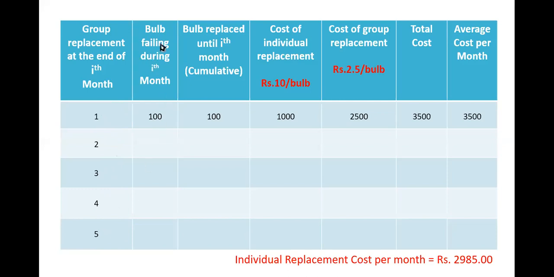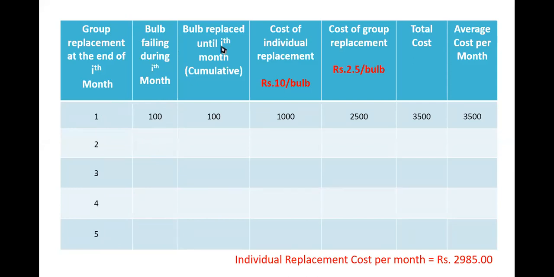Second column is for bulb failing during the ith month. So we have to put the previous slide's answer over this. So for first month, the answer was 100. For the second month was 160. Likewise, we will be filling this table, but just you prepare the table that you are seeing on the screen.